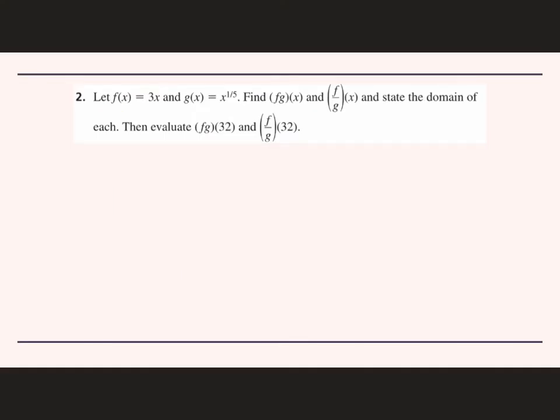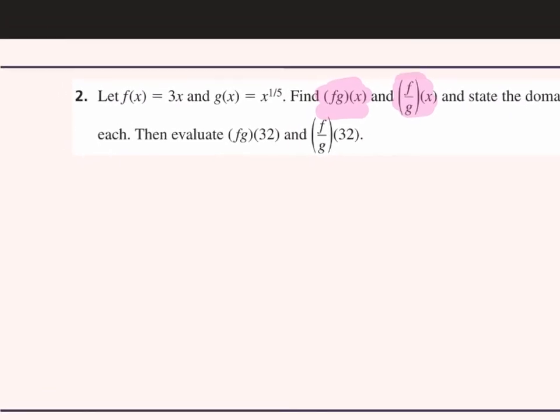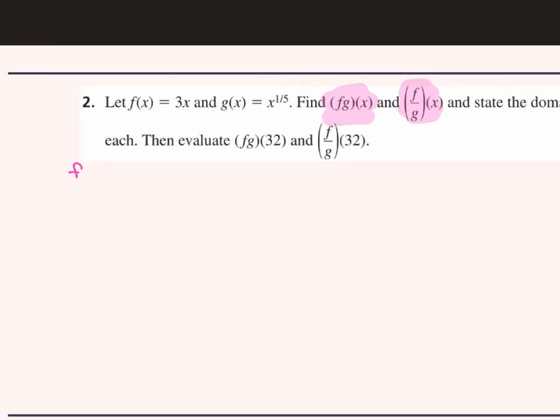All right, in our next example, we have to find f times g of x and f divided by g of x. I'm going to do the division one first just because that's what we're focusing on today, but I'll do the multiplication one second. So we have to find f over g of x. So we put our function f of x on top and our g of x on the bottom. Now we have to simplify.